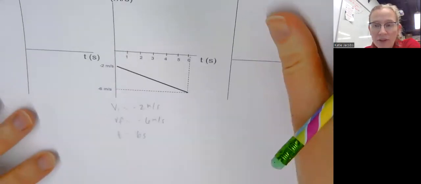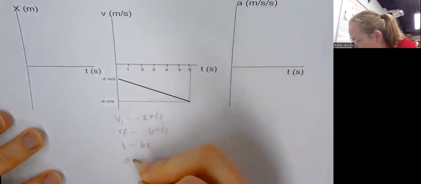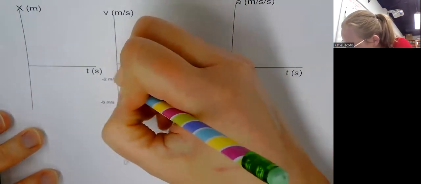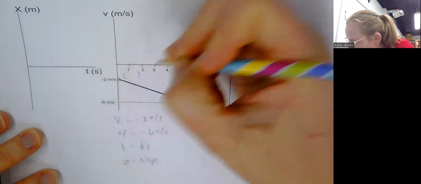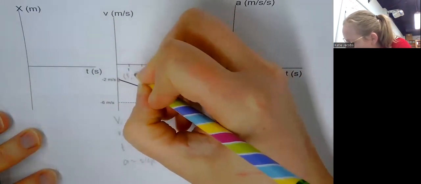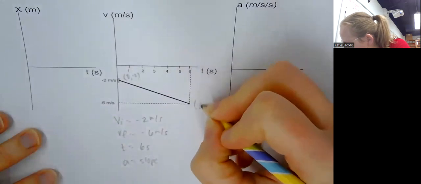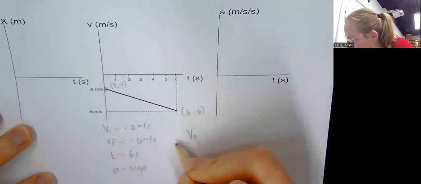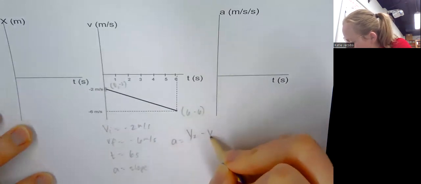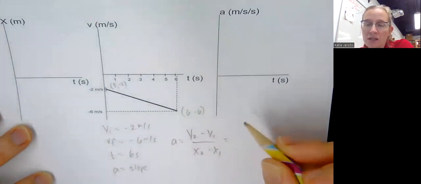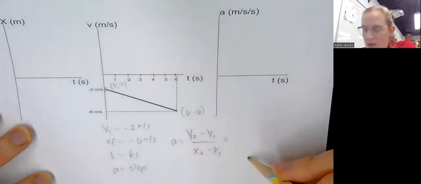If they say solve for the acceleration, it is the slope of this line. To find the slope of the line, I'm going to write out the coordinate points. So this would be (0, -2), and this one would be (6, -6). And I'm going to do y2 minus y1 over x2 minus x1. I am going to put units in the numerator and the denominator as I do this.